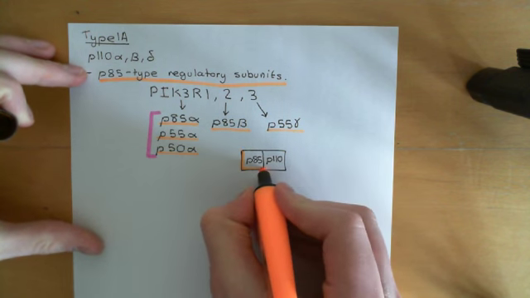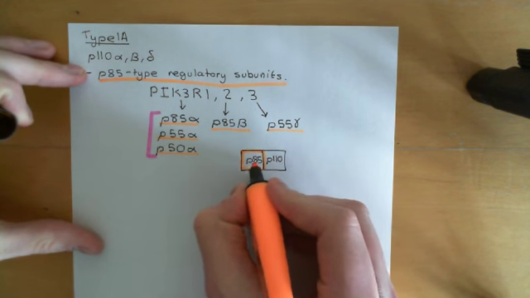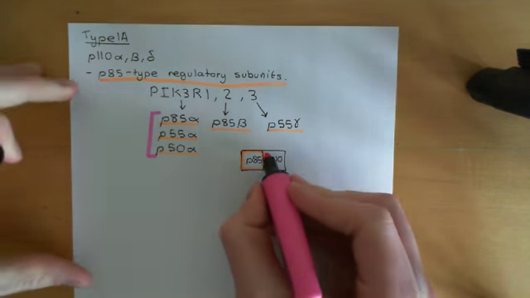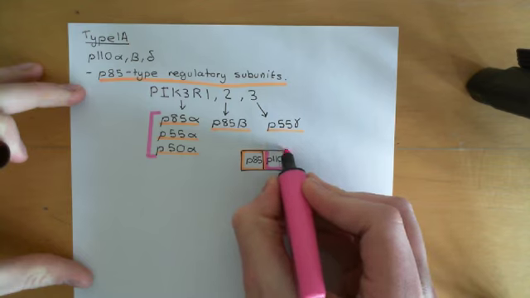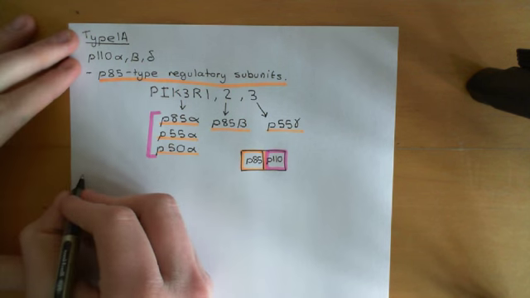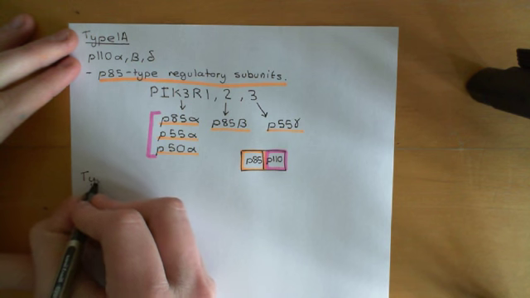They'll just show P85 in a box to denote a P85 type regulatory subunit, and then P110 in a box to show a P110 type catalytic subunit. Okay, right. Now let's talk about the class 1b, or the type 1b PI3 kinases.